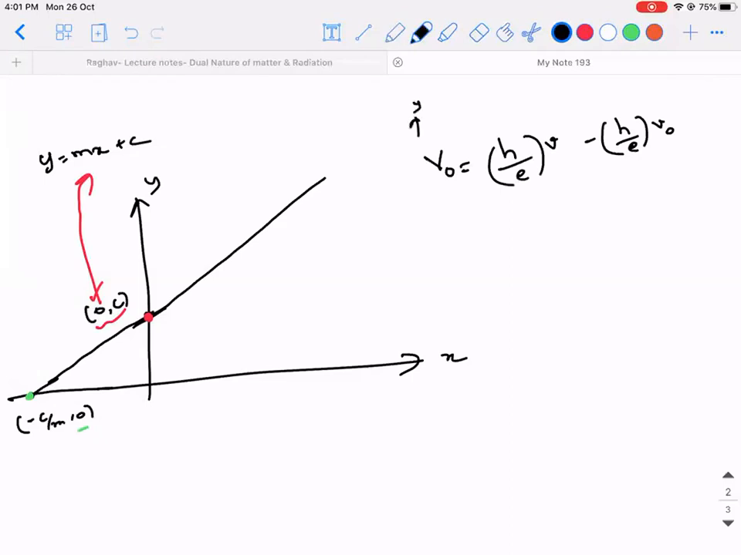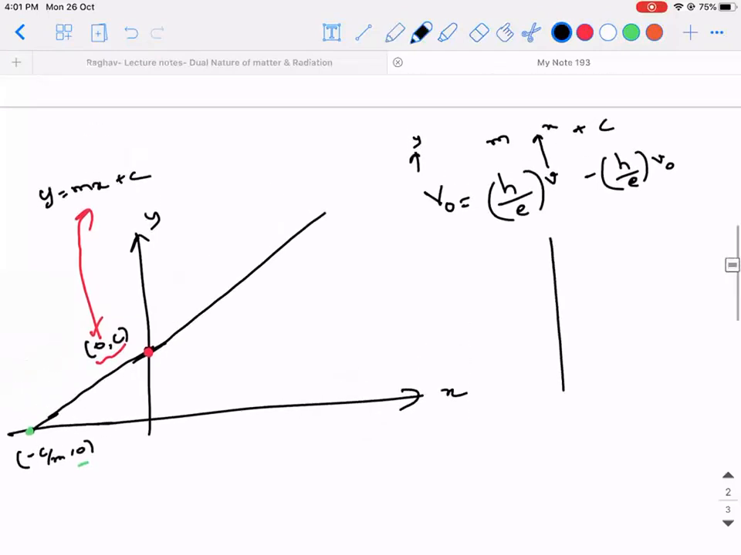So v naught is y-axis. This is x-axis. This is m, and this is c. Okay. So to get the value of c, what you need to do? You need to put x is equal to 0. So when you put x is equal to 0, you will get the y-intercept here. So the graph will go like this. Similarly, when you want the red color coordinate, what are you supposed to put? You yourself tell me. y equal to 0. Means v naught should be 0.